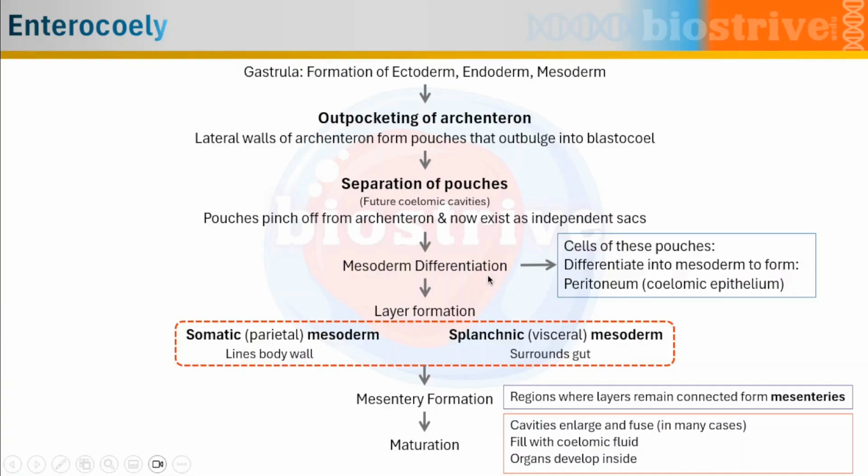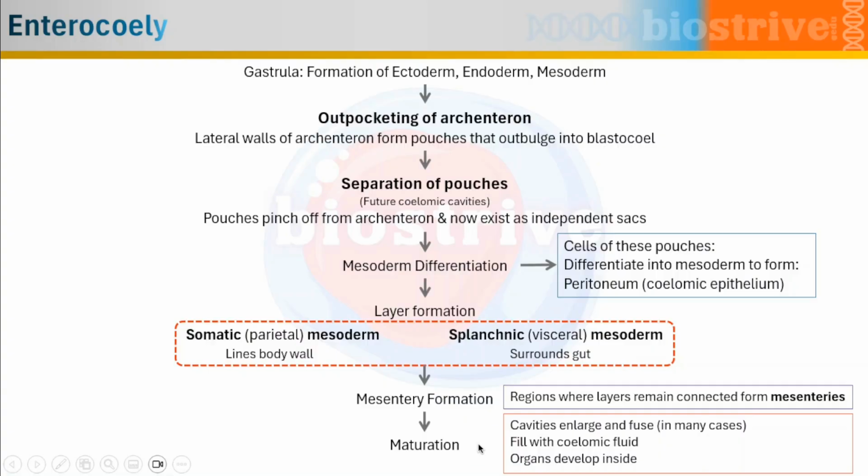Once the mesodermal differentiation or mesodermal maturation has taken place, there is the formation of 2 layers. Now this is very similar to schizocoelous development. The 2 layers are the somatic mesoderm as well as splanchnic mesoderm. The somatic mesoderm is what lines the body wall. The splanchnic mesoderm is what lines the gut. After this, mesentery formation will take place. At the end, the maturation of this coelomic cavity will occur.